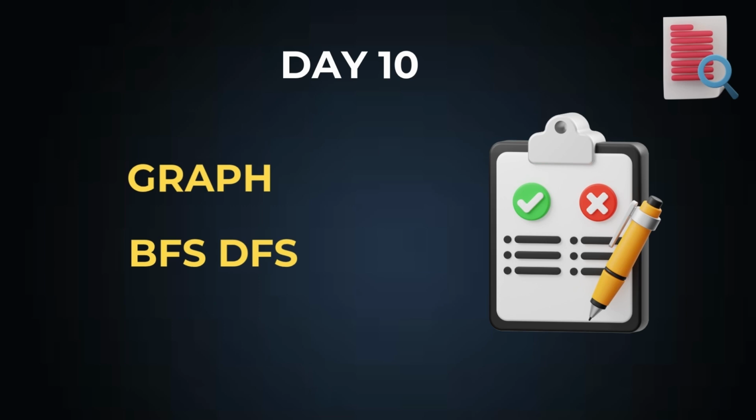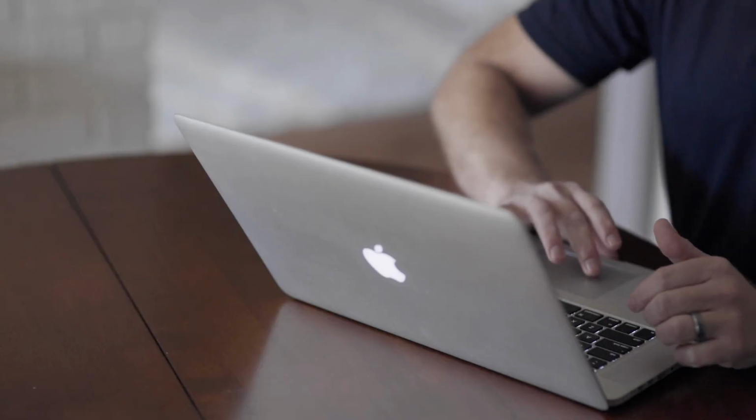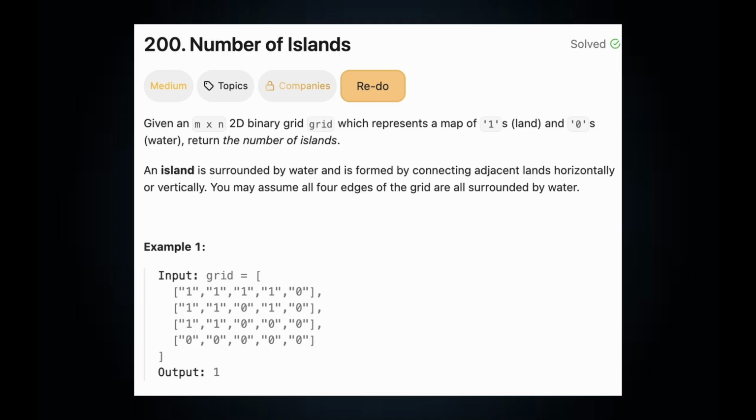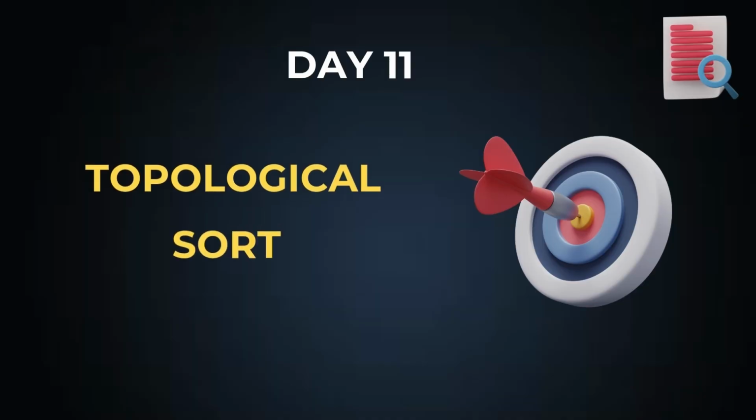Now graphs become a lot more important than trees. Study the BFS and the DFS of the graph and solve the problems based on the DFS and BFS, such as the total number of islands and the total number of connected components. Day 11 will be on topological sort.